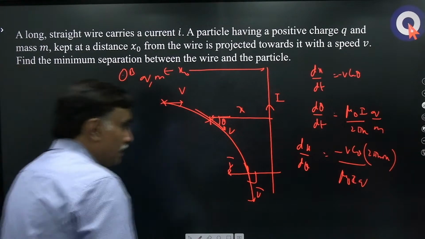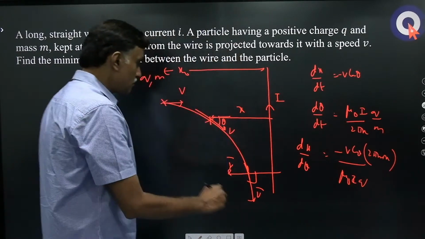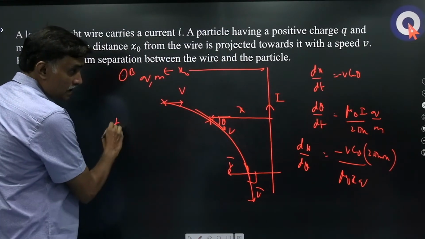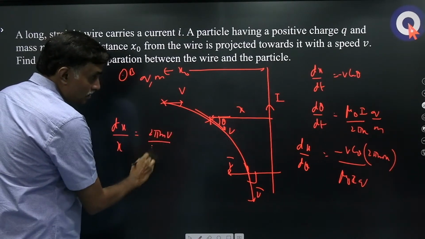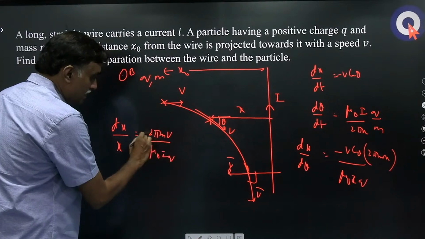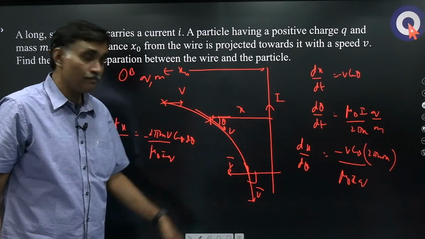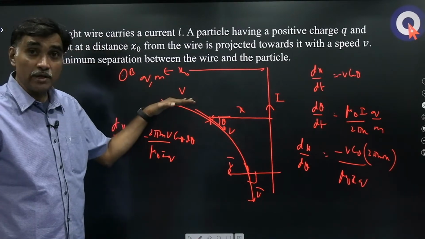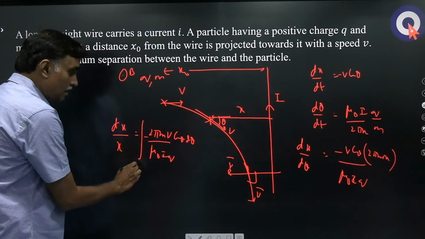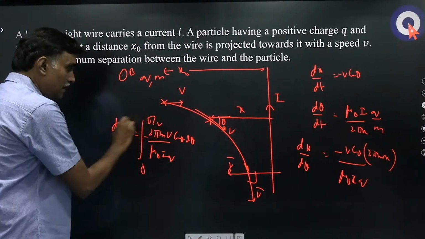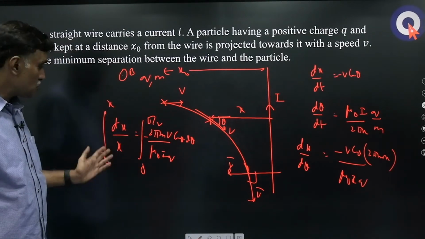And now from here you bring this x to LHS and d theta to RHS. Okay. So then what do you get? Dx by x equal to minus 2 pi m v by mu naught I q into cos theta d theta. Now when x is minimum, initially what is theta? 0 degrees. When x is minimum, theta is pi by 2. So what are limits of integration for theta? 0 to pi by 2. And for x, initially x naught, finally x.